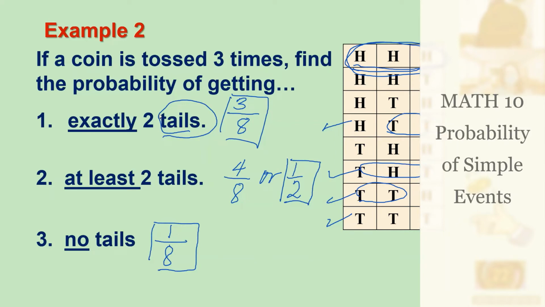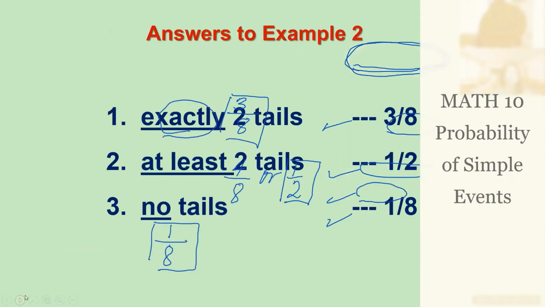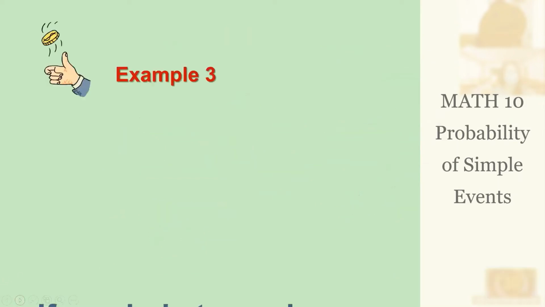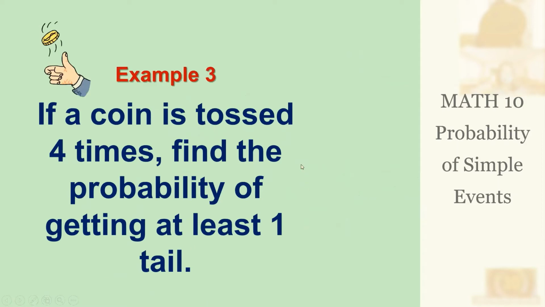So let's see the correct answers. Next slide. We have 3/8, check, 1/2, 1/8. Okay, the same answers, check. Let's proceed to the next. If a coin is tossed 4 times, find the probability of getting at least 1 tail.